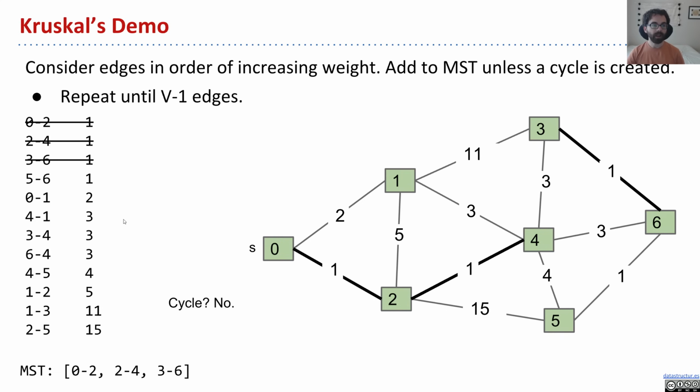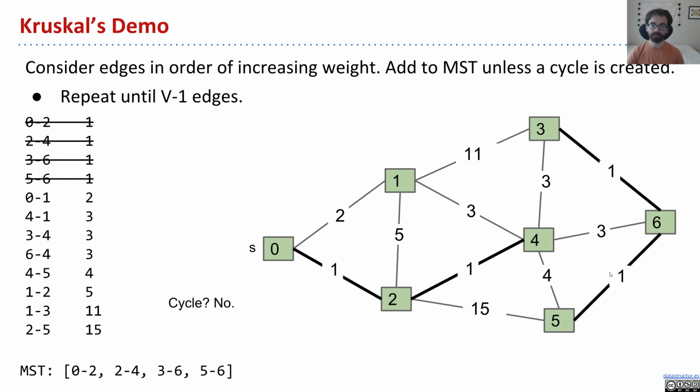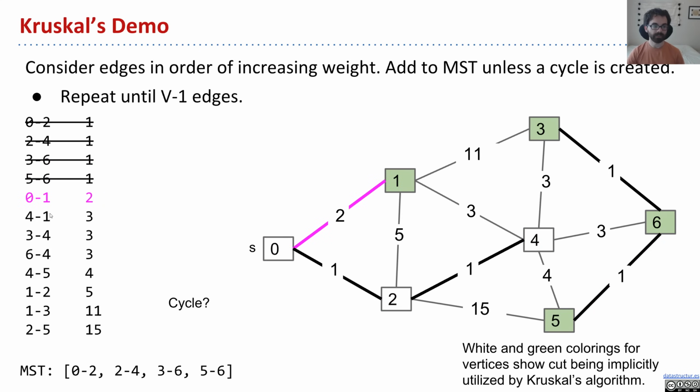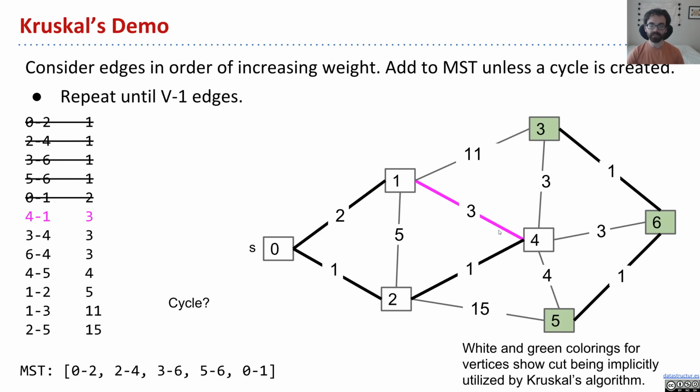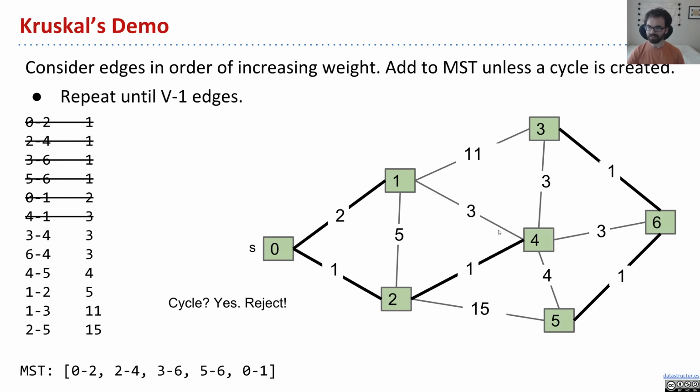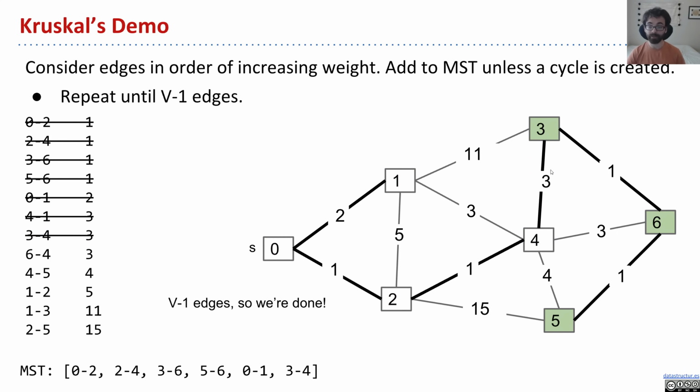All right, how about 5, 6? This is our next edge in the list because it's the only one with weight 1 left. So in this case, this edge does not cause a cycle. Okay, next comes 0, 1. This does not cause a cycle. All right, next up is 4, 1. Does this cause a cycle? Yeah, it causes a cycle, so don't use that one. That's not good. And then how about 4, 3? Does that cause a cycle? No, it does not cause a cycle, so we'll include it in our minimum spanning tree. And at this point, we have V-1 edges, and so we're totally done.